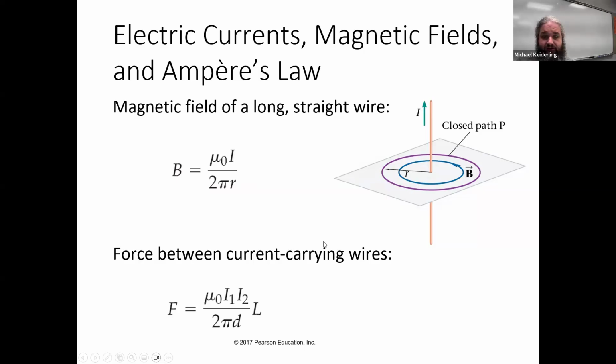And the force between 2 current carrying wires. Well, you take the magnetic field from one wire, and then you multiply by the current of the other wire times the length. So it's just mu naught I1 times I2 over 2 pi times the distance between them times the length of the wires. And that's why you can get some very dangerous situations if you have a lot of current running through two parallel wires, because this can get pretty big.